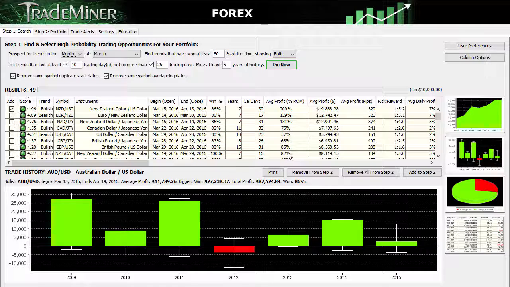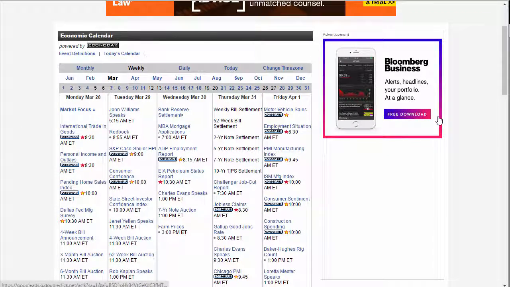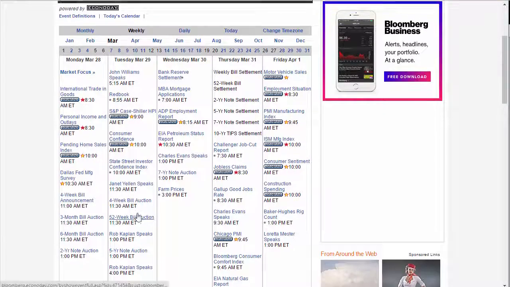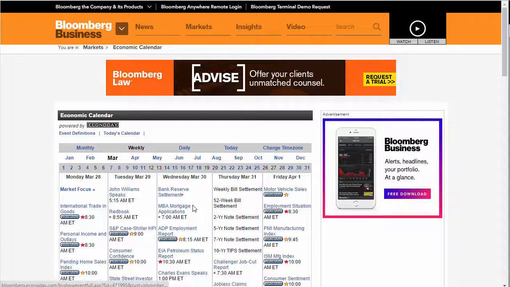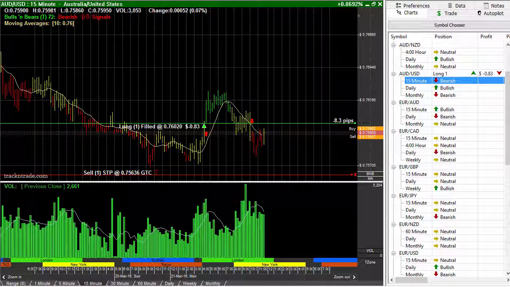But we want to be really, really careful to mix it with information that we can get off of the economic calendar. The economic calendar over here at Bloomberg Business is for free. You don't have to sign up for anything at all. It's powered by Econoday. It's completely free service to the public. It's really beautiful. And you can see all of the different reports that are coming out that are likely to impact the economy. And if they impact the economy, then it's going to be seen in the currency rates. That's why economists pay close attention to the linkage between currency rates and the economic calendar.